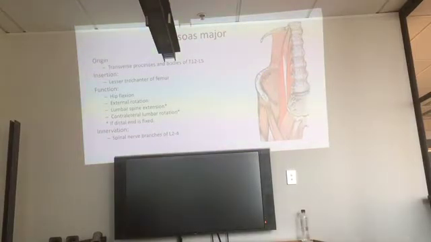Psoas major, super important muscle. Sucks that it's got a slightly complex origin. Goes to the lesser trochanter. Mainly does these things: hip flexion and external rotation.